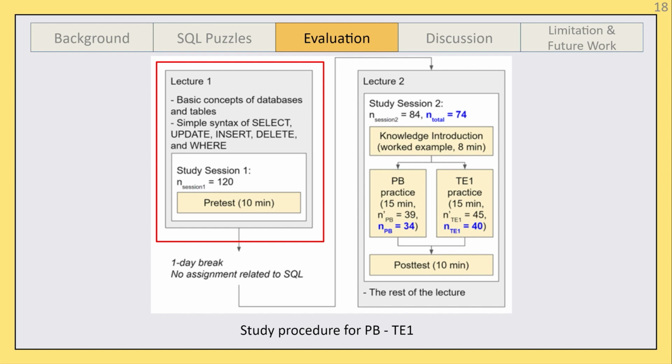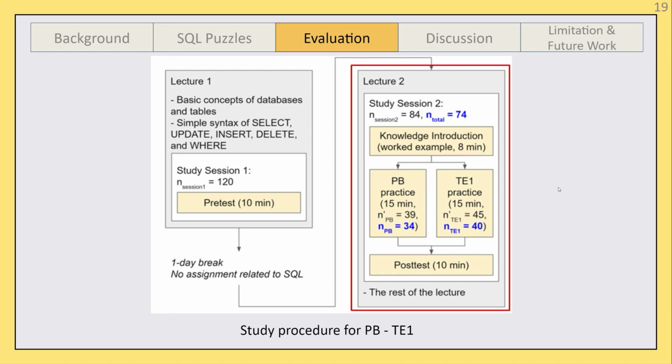Take the PB and TE1 study as an example. During the first lecture, the instructor briefly introduced the basic concept of databases and tables, and simple select, update, insert, and delete statements. At the end of the first lecture, students took a 10-minute timed pretest with 3 traditional text entry problems. No assignments on databases or SQL were issued between the 2 lectures, so that any learning gained from the pretest to post-test likely resulted from the practice activities in the study.